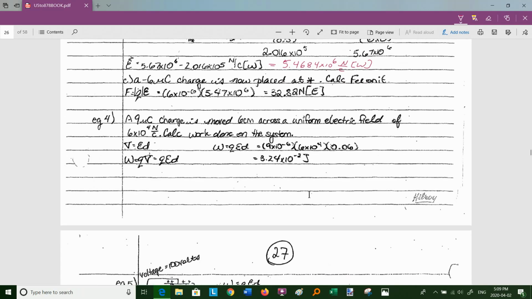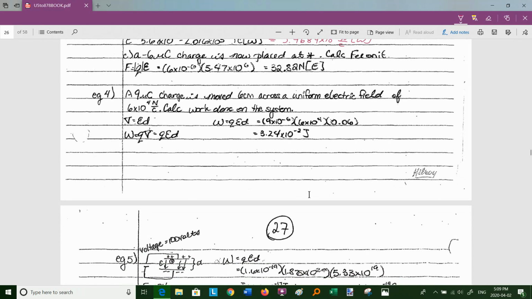Example 4, I don't know if I'm doing these in the exact same order as we taught it, but it's all going to be there one way or the other. A 9 microcoulomb charge is moved 6 centimeters across a uniform electric field. The electric field magnitude, also called electric field intensity, is 6 by 10 to the 4 newtons per coulomb. Calculate the work done on the system.